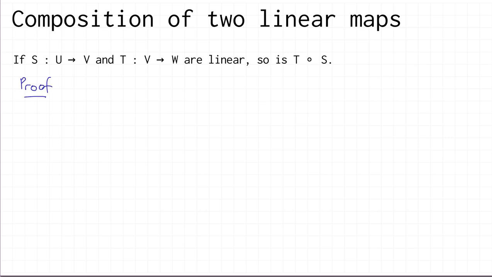That's really easy. So we have to check two things. If you want a map to be linear, it must respect addition and scalar multiplication. So let's do addition first. So we have S from U to V and T from V to W. There's the picture of what's going on here. So we have to take two things in U and look at their sum. So let's say X and Y be elements of U. Then I have to show that T composed with S of X plus Y is equal to T composed with S of X plus T composed with S of Y. That's the first part of the definition of linearity.